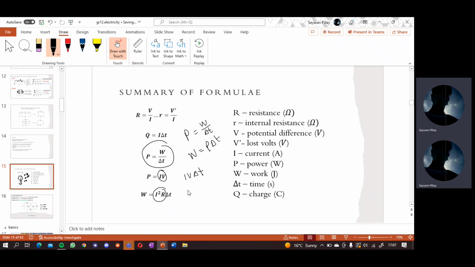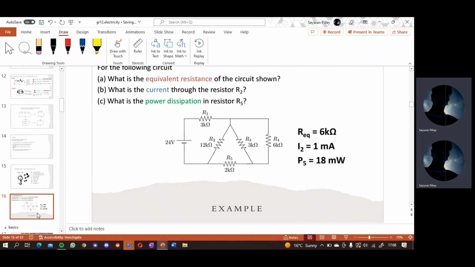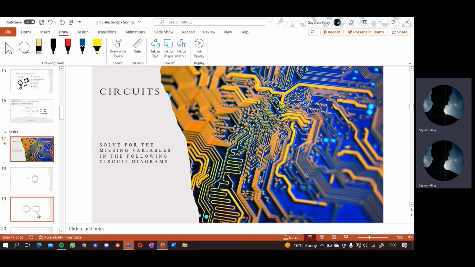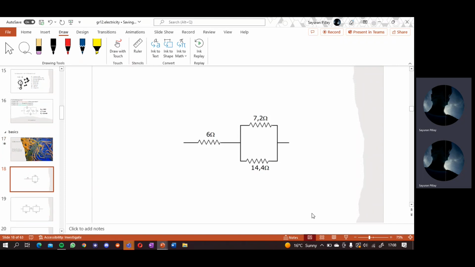All sorts of things. So these are the main equations that you can use. And everything nice and summarized. Okay, so don't worry too much. So you can go through this example on your own. Stop around here first. So now the first example.